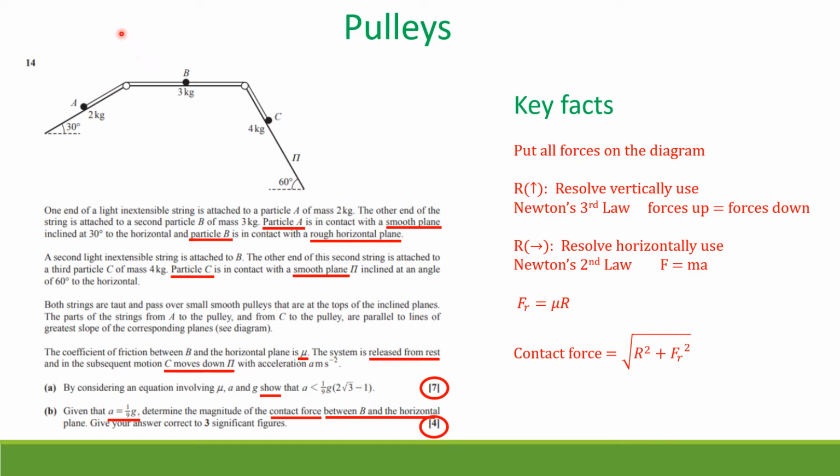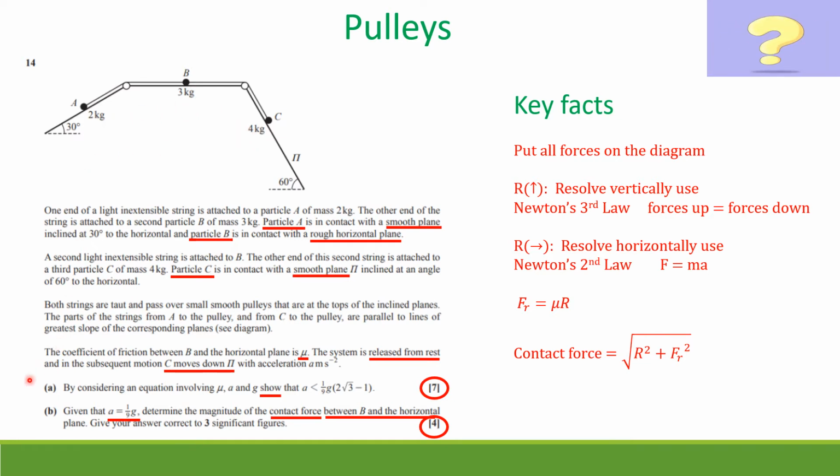Now the contact force is basically the resultant force of your normal reaction force and your friction force. So your contact force will be going at an angle up here, but you do not need to draw that diagram with the contact force in until after you have worked out what R and the friction are. Now we're going to draw on the key forces, so have a go at doing that.